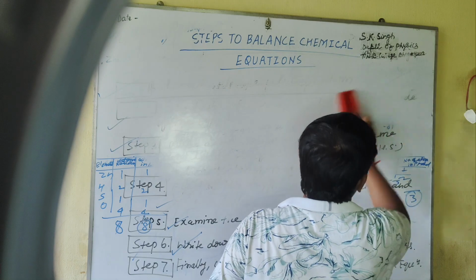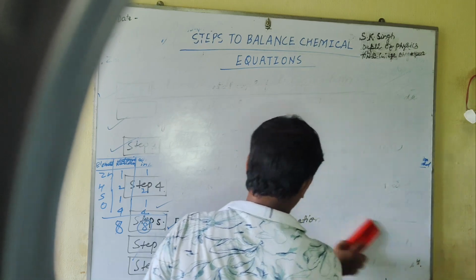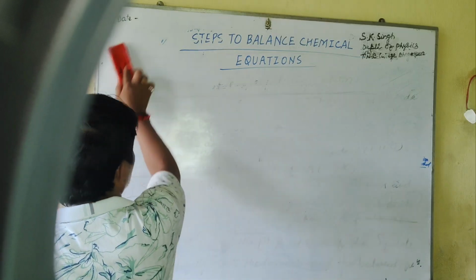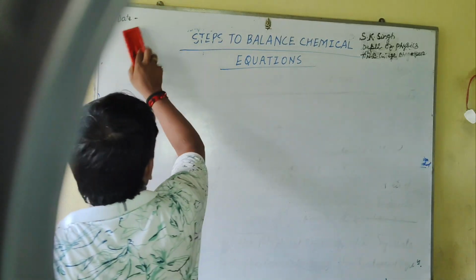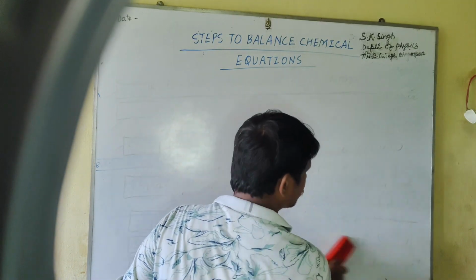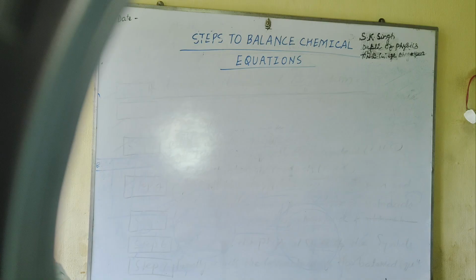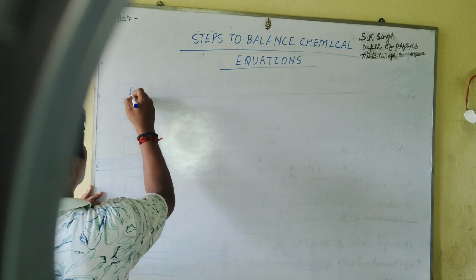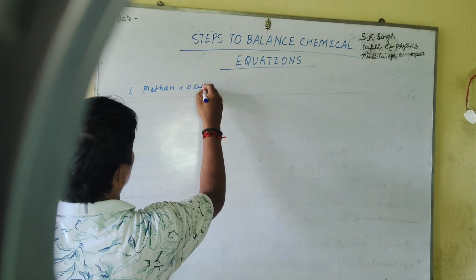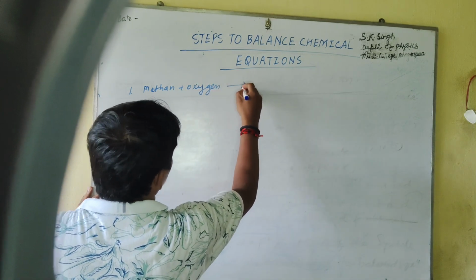So, my dear students, let's come to see a different example. How can we check different balanced chemical equations? There are a few examples I am giving you, step by step. First of all, let's see the example of methane plus oxygen. Number one example, methane plus oxygen.